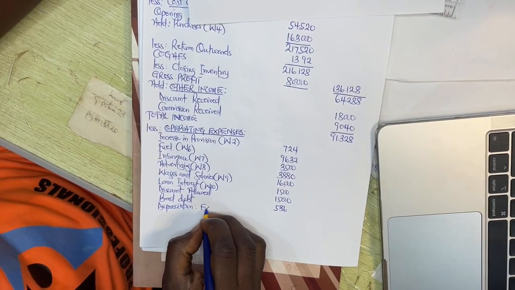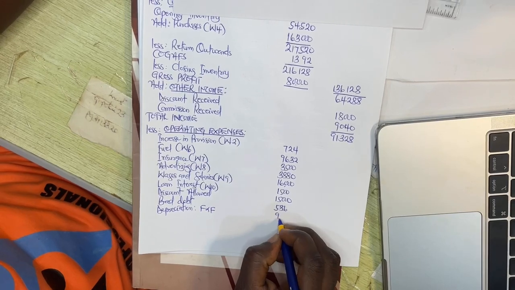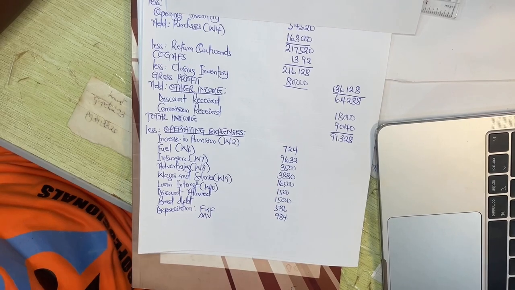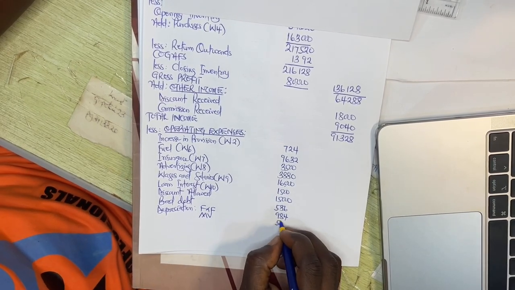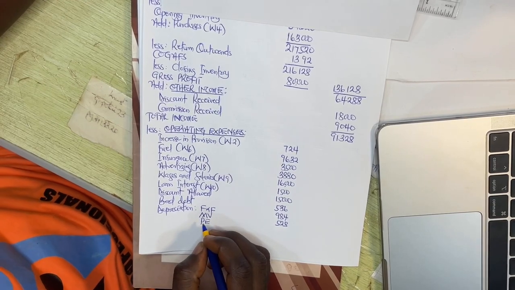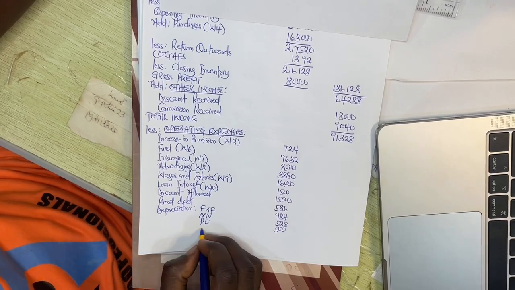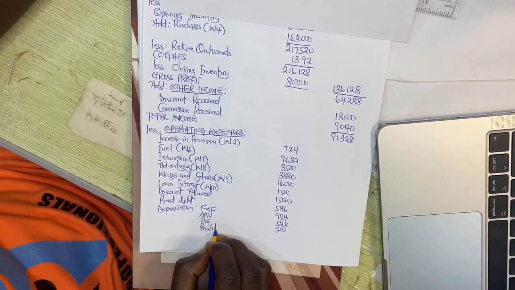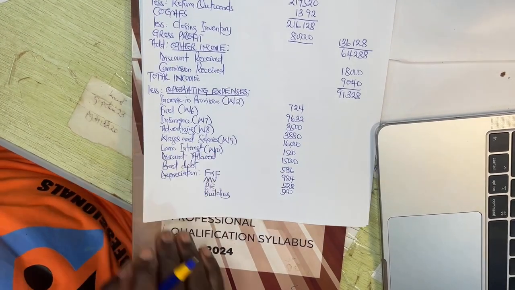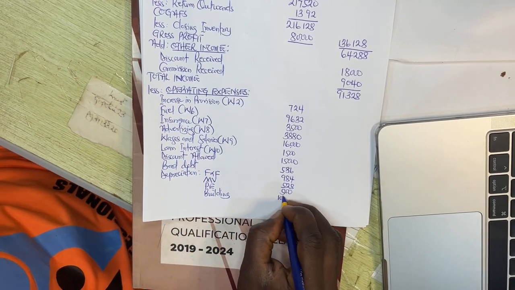We have fixtures and fittings, F and F. Current year was 984. We have motor vehicle, MV. Current year was 528. We have plants and equipment, P&E. Current year depreciation was 500. We have building. Building current year was 10,000.